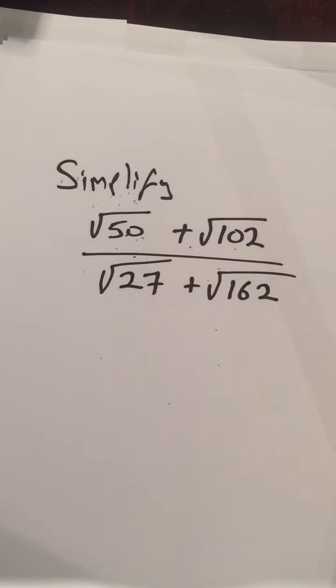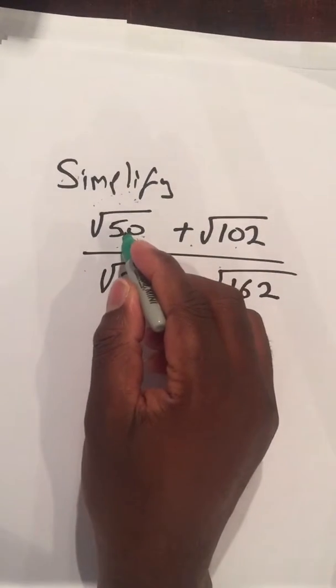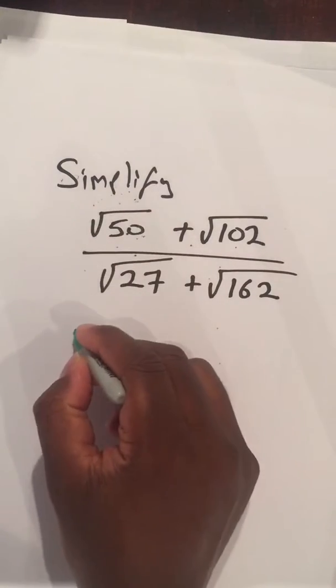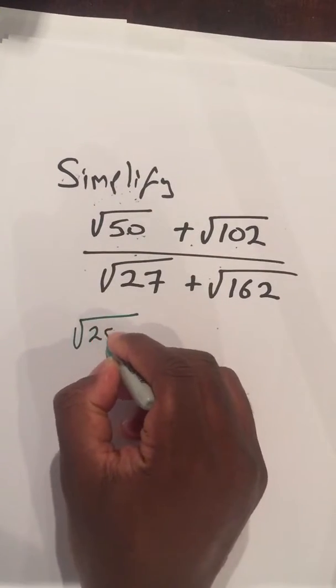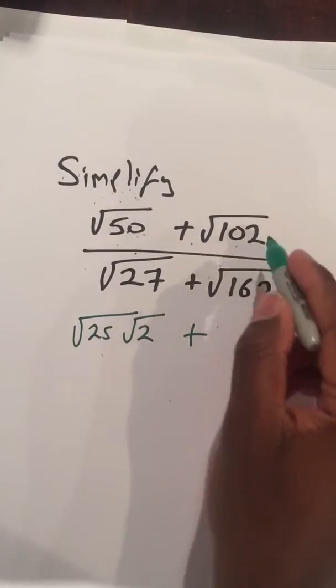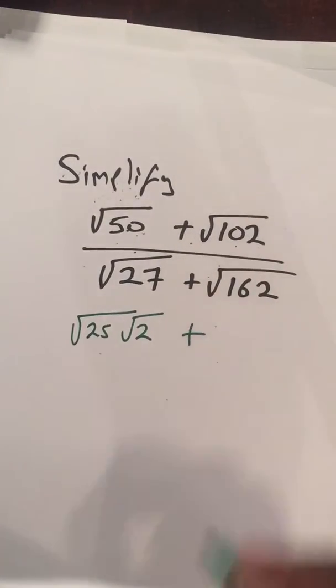The first thing you want to do again is to see how you can break these numbers down to the lowest possible surd form. So let's start with the 50. You do remember that 50 is just like 25 times 2, right? So that 50 there is actually root 25 root 2. What about 102? What does that remind you of?